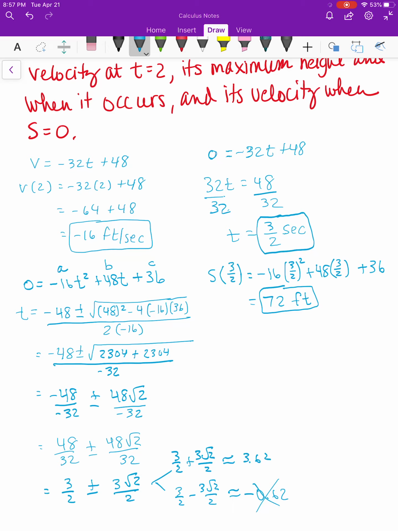So I said 3/2 plus 3 root 2 over 2 is approximately 3.62. And 3/2 minus 3 root 2 over 2 is approximately negative 0.62. We don't deal with negative time. And our t stood for time. And remember, we're finding the velocity when the s is 0. This is the time when s is 0. Okay, if I want the velocity when s is 0, I need the velocity at this time.